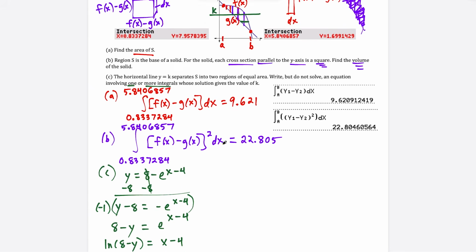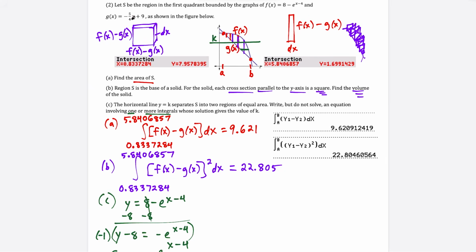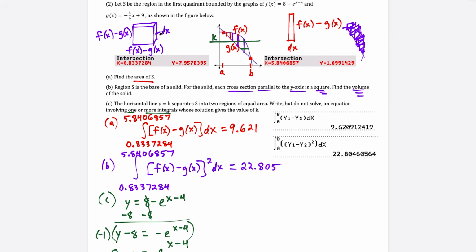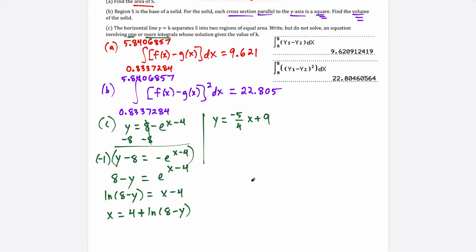So now we're going to do the same thing, but for the second function. So you have y equals, this time around, negative 5/4 x plus 9. Okay, so we'll just make a little space here. We have y equals negative 5/4 x plus 9. So this one we're going to solve for x now. So let's just make a little space here.